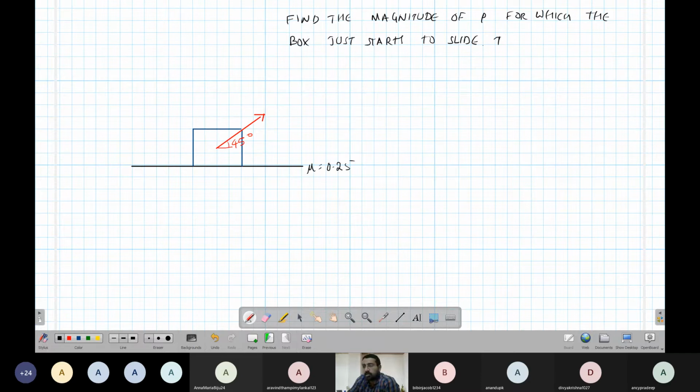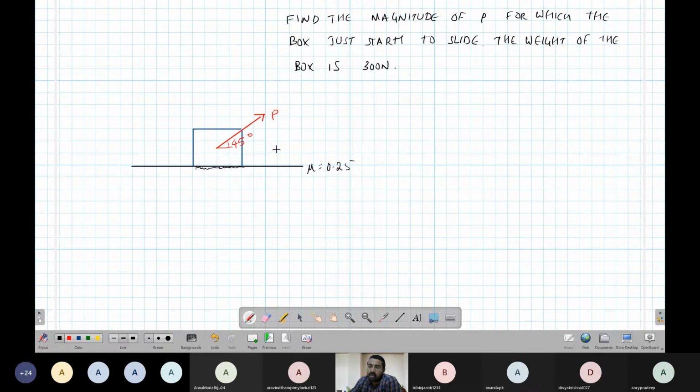The weight of the box is 300 newtons. Okay, so there is a force P here, acting at a 45 degree angle. This is a rough surface. That is why the coefficient of friction is there. So what is the value of P for which the box just starts to slide?